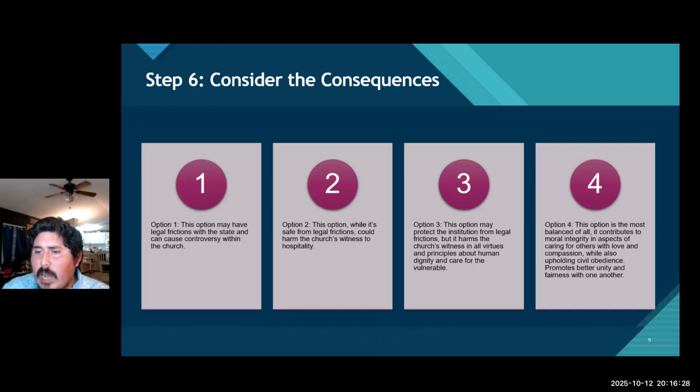Option 4, this option is most balanced of all. It contributes to more integrity in aspects of caring for others with love and compassion, while also upholding civil obedience. So this option promotes better unity and fairness with one another.